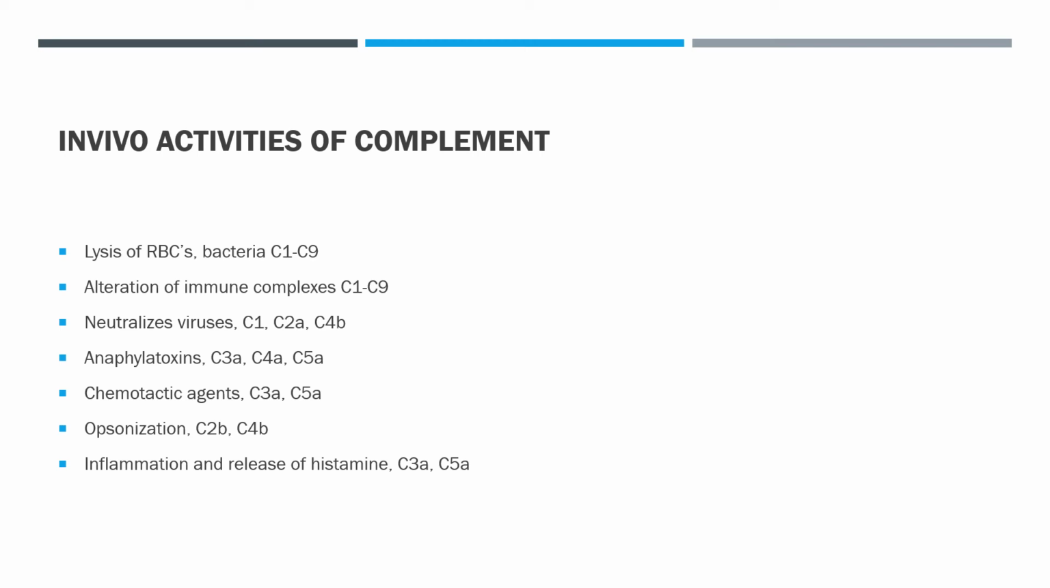C1 through C9 will also affect immune complexes. So complement will alter the molecular weight, solubility, and composition of immune complexes. These are a cluster of large interlocking antigen and antibodies that are deposited in the tissues as granulomas. And then finally, C3a and C5a play a role in inflammation and the release of histamine.